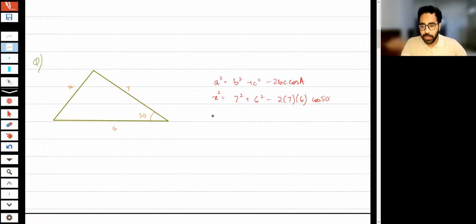तो मैं क्या करूँगा? In order to get the value of x, I'll take under root on all of it. तो मेरे पास हो जाएगा, 7 square plus 6 square minus 2 into 7 into 6 into cos of 50 degrees. Okay, तो हो जाएगा, square root of 7 square plus 6 square minus 2 into 7 into 6 into cos of 50 degrees. And my answer is coming out as 5.57. Okay, 5.57 centimeters is the value of x.